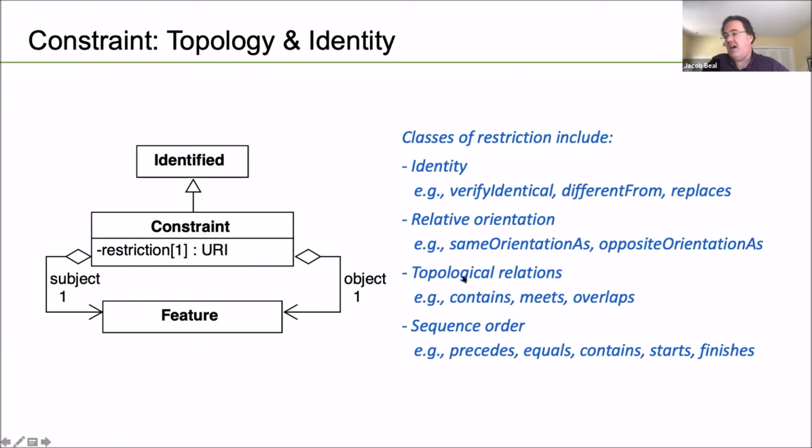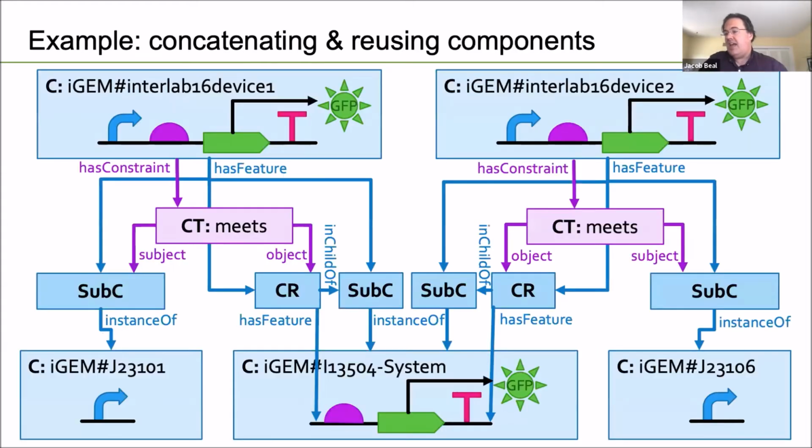Topological relations, like, you know, that a plasmid is going to be contained in a cell that we're transforming, or sequence order, like things that, you know, I want my promoter to precede the expression cassette that it's regulating. That last one will be our example here to show how this works. So I've got this system of an expression cassette that makes GFP, and I want to put two different promoters in front of it.